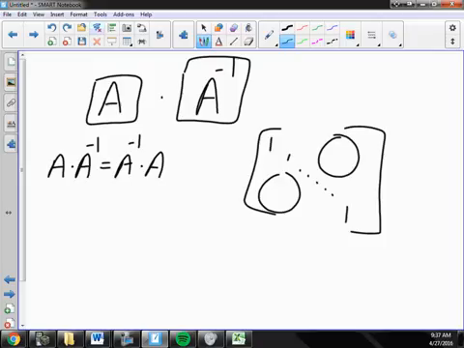That's one of the rules of invertibility. So matrix multiplication does not commute.